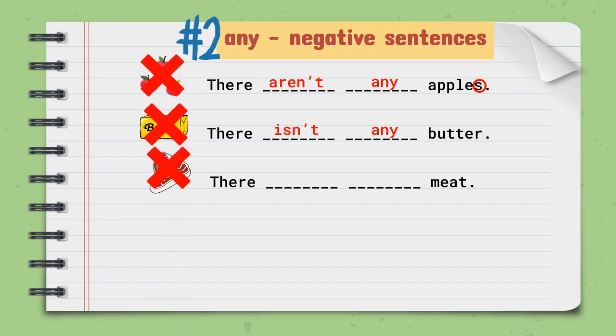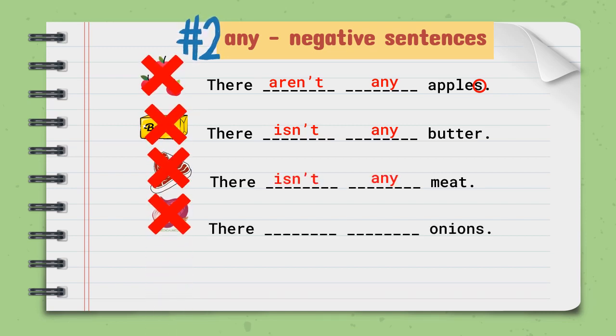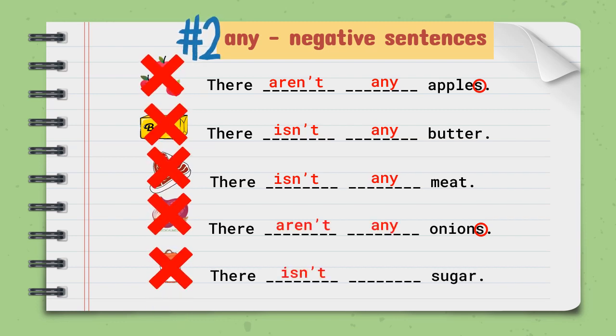Meat, is it countable or uncountable? Uncountable, so we use isn't. There isn't any meat. Next, we have onions. Onions is countable, so there aren't any onions. The last one, we have sugar. Sugar is uncountable, so we use isn't. There isn't any sugar. Very good.